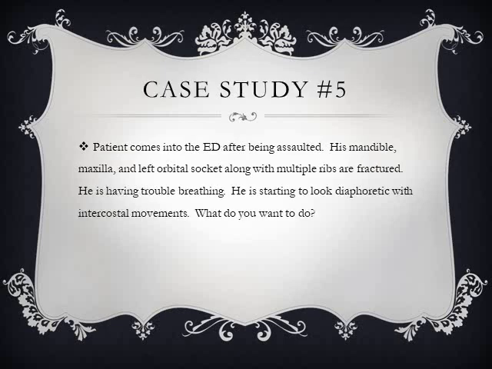So, number 5. So the patient comes into the ER after being assaulted. Mandible, maxilla, left orbital socket, along with multiple ribs are fractured. He's having trouble breathing. Starting to look diaphoretic with intercostal movements. What is the best thing to do for him?